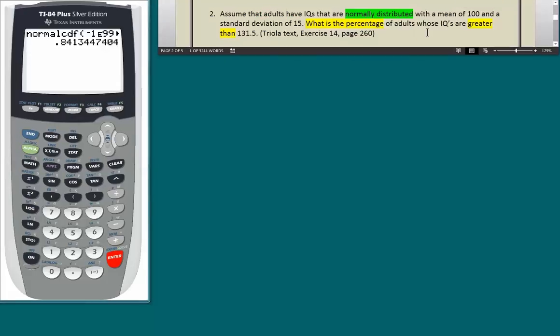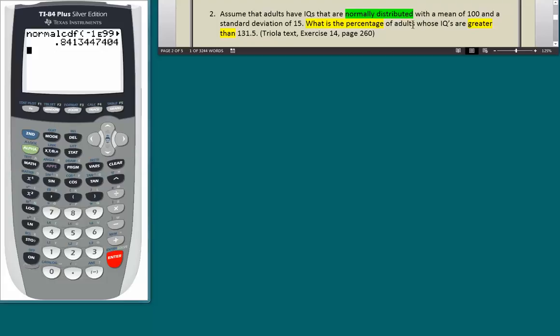And you'll notice all these problems are set up this way just to make it easier for us. Assume that adults have IQs that are normally distributed. Again, that phrase, normally distributed, tells you you're going to be thinking about, is it a type 1 or is it a type 2? The mean is 100, the standard deviation is 15, just like in the last problem. What is the percentage? Those are some of the magic words that tell you it's a type 1 problem. If you go back and review part 1 of the presentation on normal probability, you will see that that's one of the magic phrases that tell you that you have a type 1 problem.